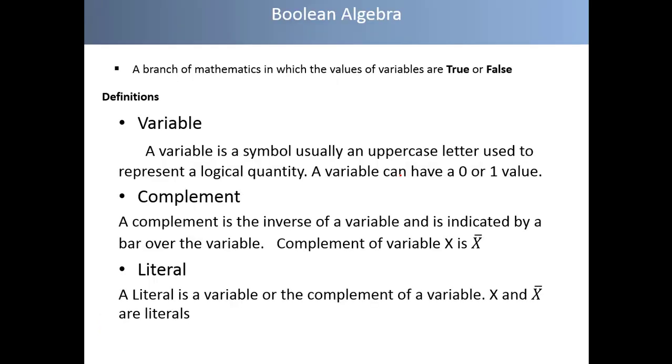Boolean algebra is a special branch of mathematics in which the values of variables are true or false. Probably you have studied the basic concepts of algebra in your elementary classes, where you have seen equations of the form ax squared plus bx plus c. These were all algebraic expressions, and in these expressions you can see that we have two kinds of things. One are the coefficients that are real numbers, and the other are the variables.